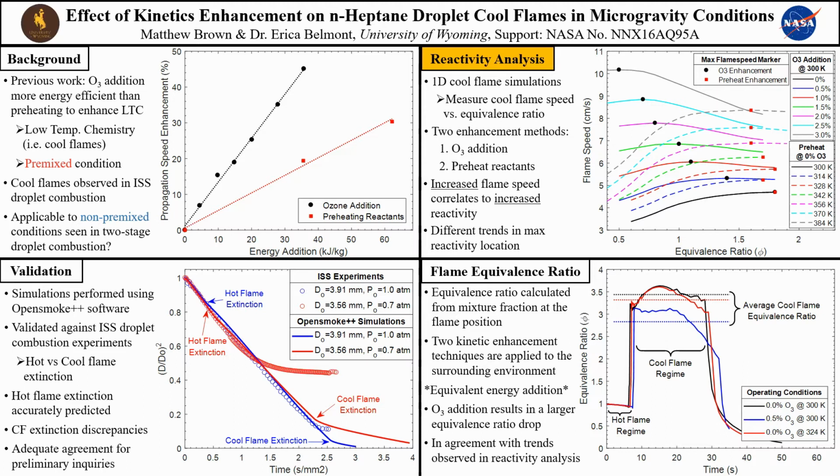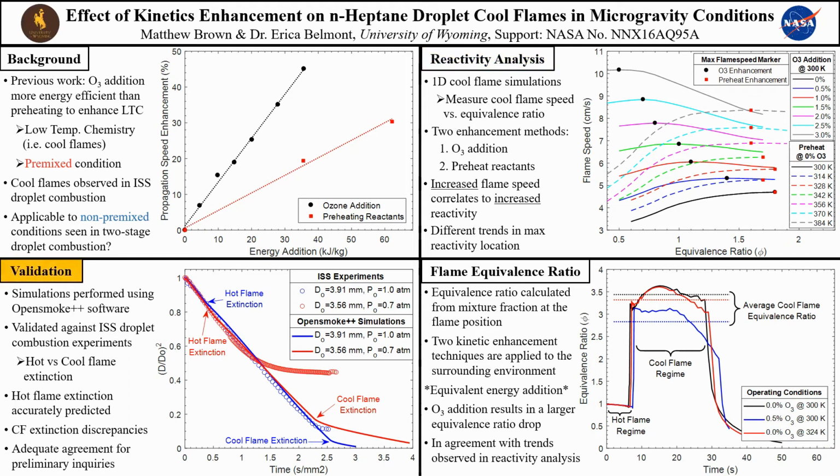We can see in the figure that the solid lines represent ozone addition and the dashed lines represent preheating of the reactants. We also see that in both cases, the flame speed and thus the reactivity of the mixtures increase with each enhancement method. Furthermore, if we mark the peak flame speed for enhancement with black dots and red squares appropriately, we can see that ozone addition moves the peak flame speed to leaner conditions with increasing ozone enhancement much more rapidly than the preheating enhancement method, which only slightly trends leaner.